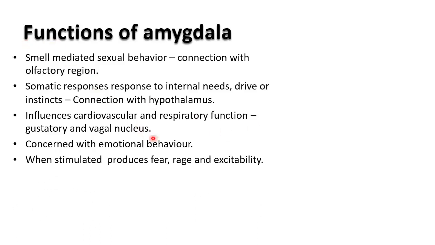And so when the amygdala is stimulated experimentally, it produces fear, rage and excitability. All this is mainly concerned with your emotional responses. Okay, so that is why, what happens if there is a lesion of the amygdala? Then the person will not be able to evaluate his environment, and he won't be able to react appropriately to his surroundings. So there will definitely be alterations, especially in his sexual behavior as well as mainly his eating behaviors.